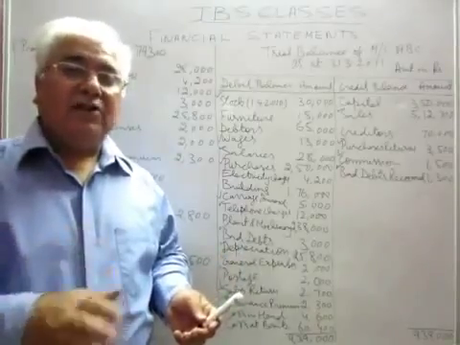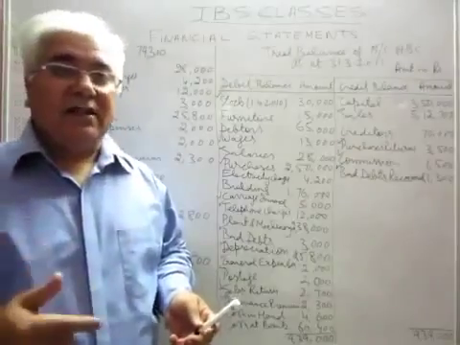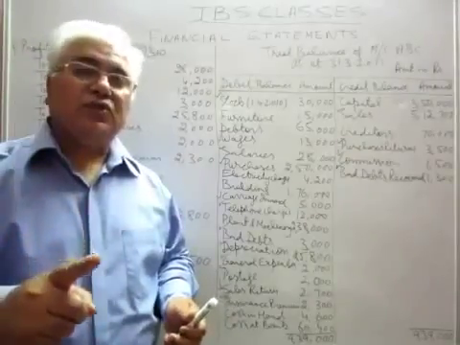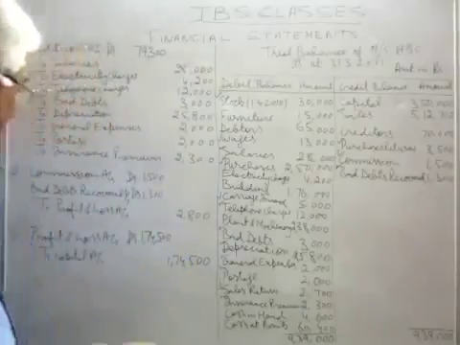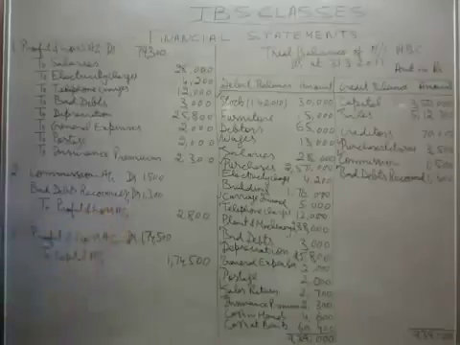Hence the entry is cash account or bank account debited to bad debts recovered account. This is an income. So this account will be closed to profit and loss account. The entry will be bad debts recovered account debit to profit and loss account.